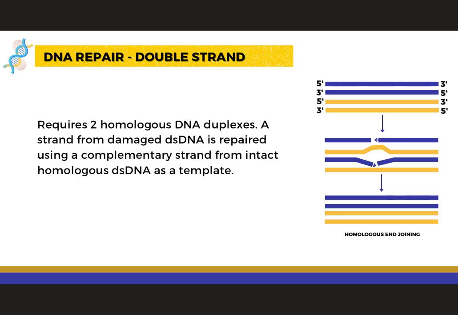Now let us go to homologous end joining. So in homologous end joining, it requires two homologous DNA duplexes. A strand from a damaged double-stranded DNA is being repaired using a complementary strand from intact homologous double-stranded DNA as a template. So saan natin to nakikita? Nakikita natin to in cases of breast cancers and ovarian cancer as well. Also, in some cases of anemia, specifically in Fanconi anemia.